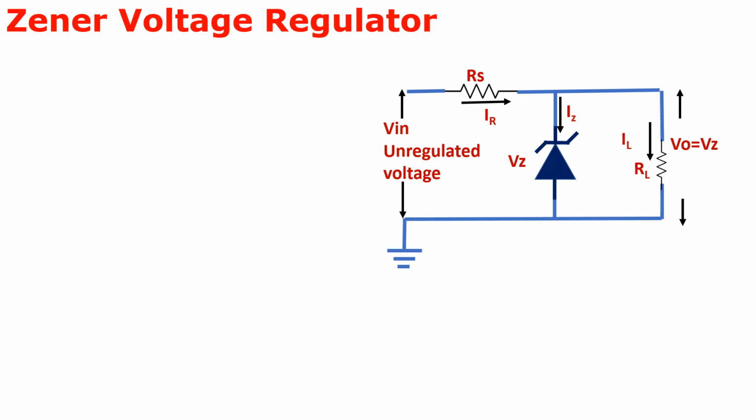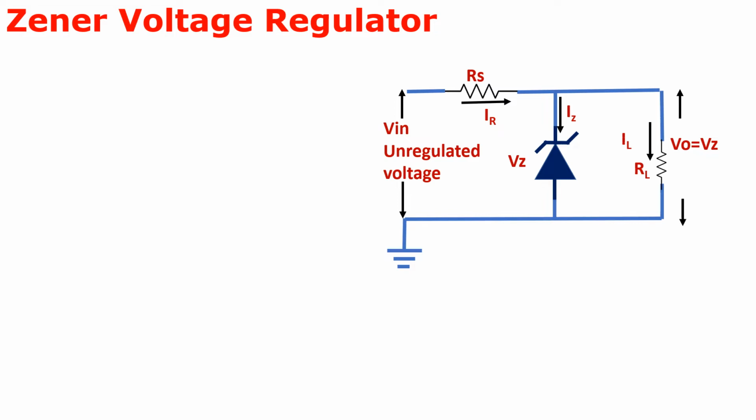It consists of three main components: the series resistor, which is used here for current limiting, the Zener diode, and the load resistor. The purpose of this circuit is to regulate the voltage across the load resistor. That means we have to maintain the output voltage constant. In this circuitry, the output voltage will be maintained at the Zener voltage.